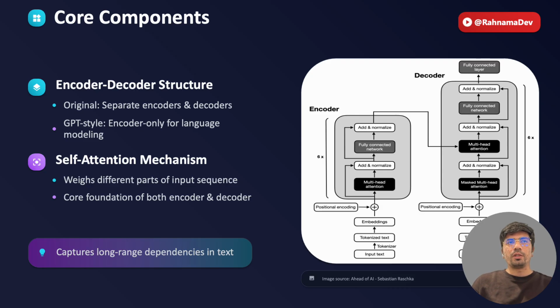The image on the right shows the complete transformer architecture. Notice how it has multiple encoder layers stacked on top of each other and multiple decoder layers. This stacking allows the model to learn increasingly complex representations at each layer. Next, let's dive deeper into the encoder architecture to understand exactly what happens inside.